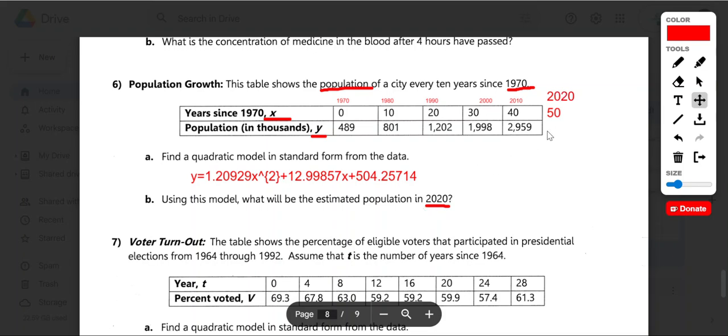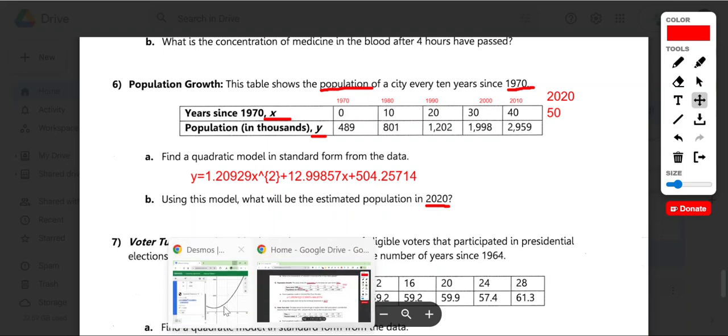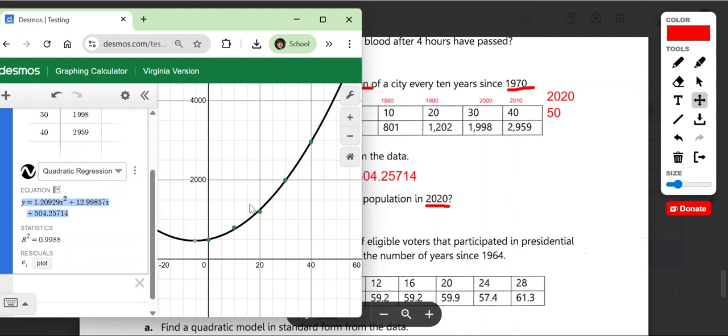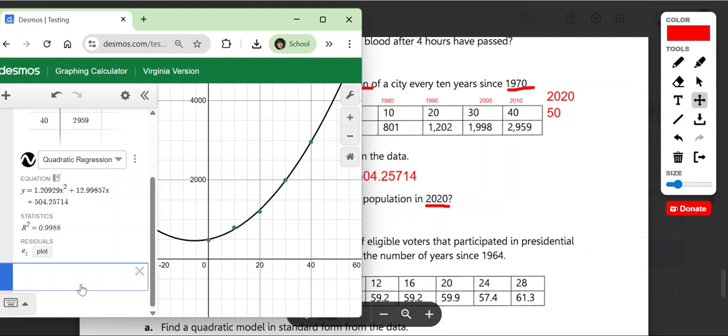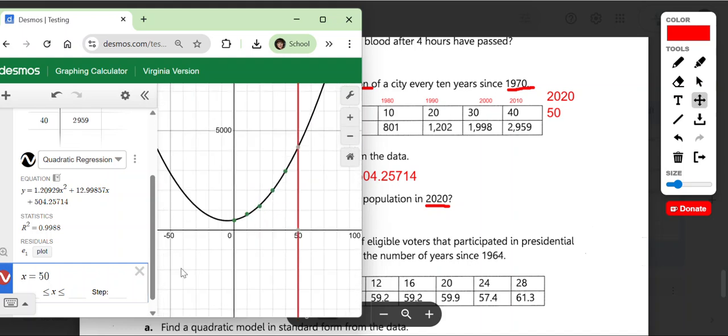We don't know the population or y. So we're going to go over to Desmos and put in the one that we know. And the one that we know is x. So I'm going to type in x equals 50. This will help me find the one that I don't know. If I zoom out a little bit here, you can see that when x is equal to 50, it crosses our quadratic equation model right here.